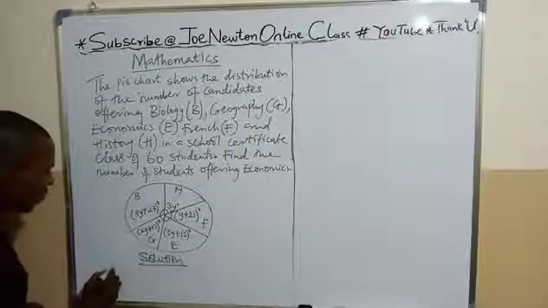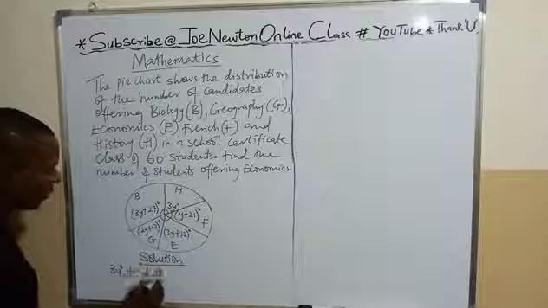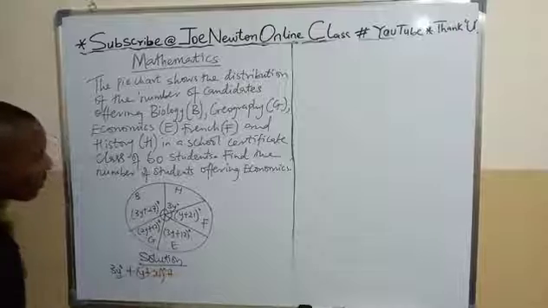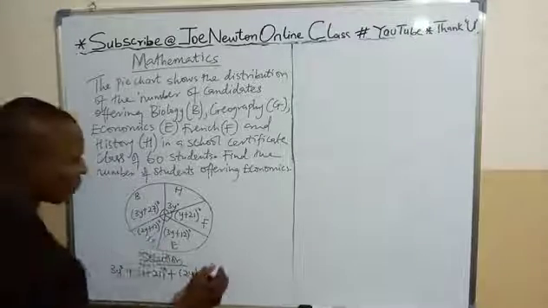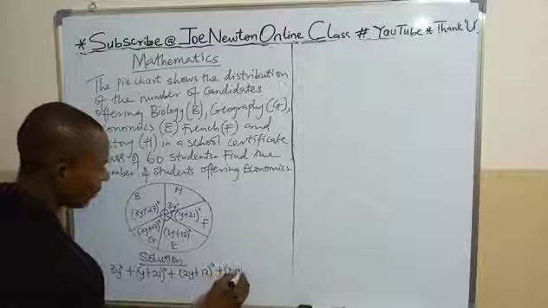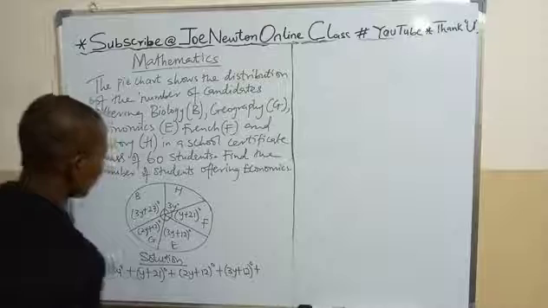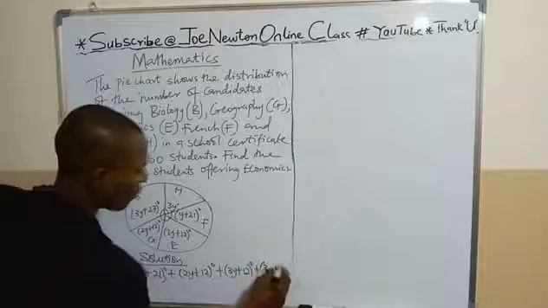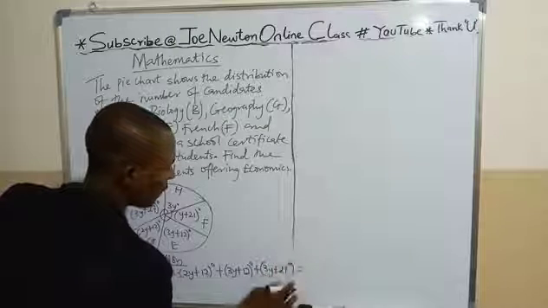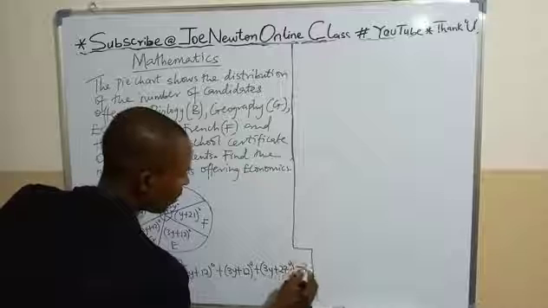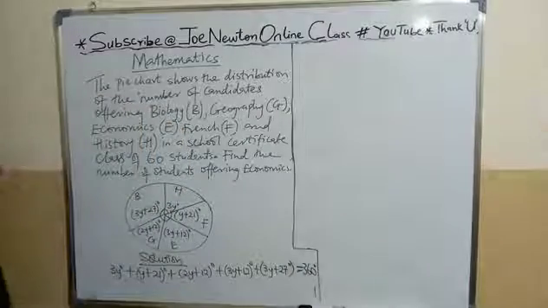So we have 3y degrees for history, plus y plus 21 degrees, which is for French, plus 2y plus 12 degrees, which is for geography, plus 3y plus 12 degrees, which is for economics, plus 3y plus 27 degrees, which is for biology, all equals 360 degrees. So this is the information. This is the equation we have now.